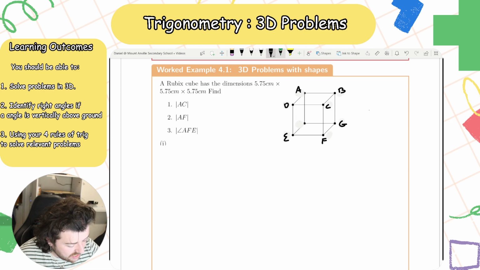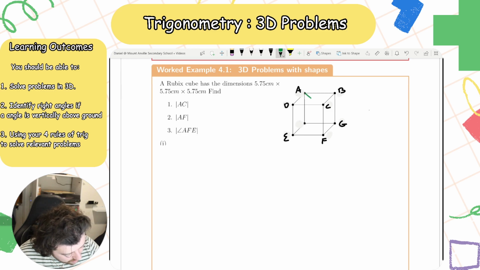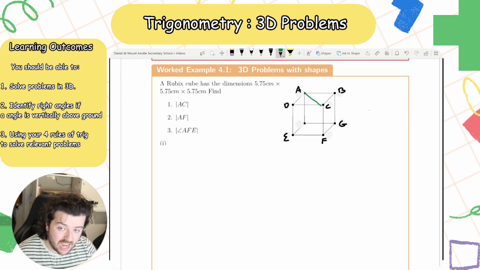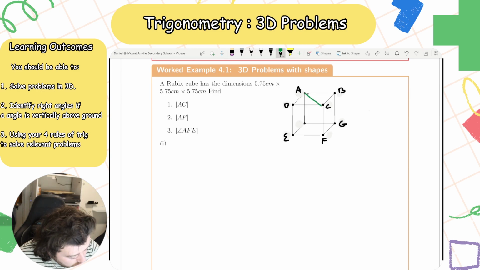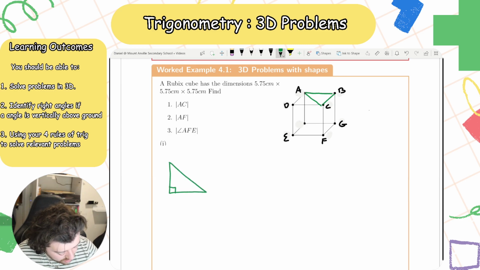AC, if you look here, this shape at the top is the top of my cube. So we're looking for AC, which is the diagonal of my cube. I need to make a triangle from this. So I'm going to make triangle ABC, because I'm going to know the sides AB and BC. So let's draw out this triangle here. There's my right angle triangle.